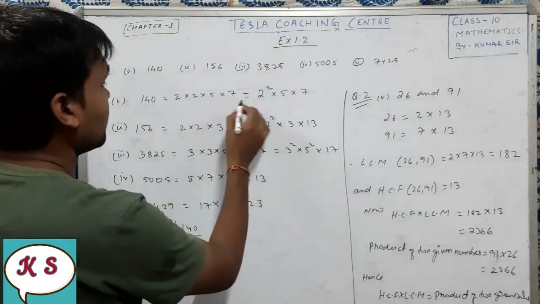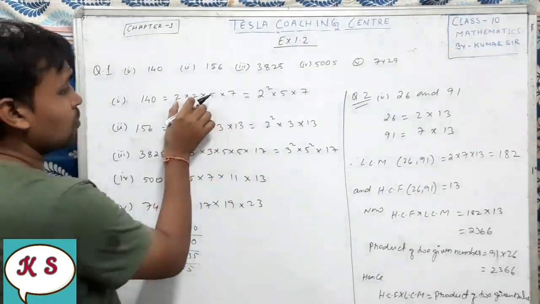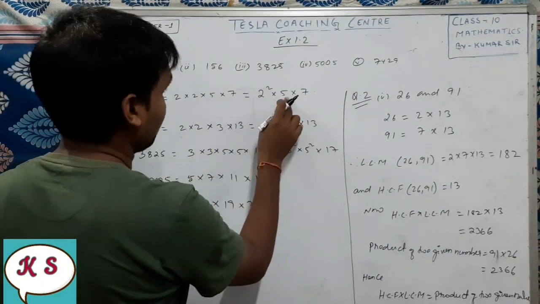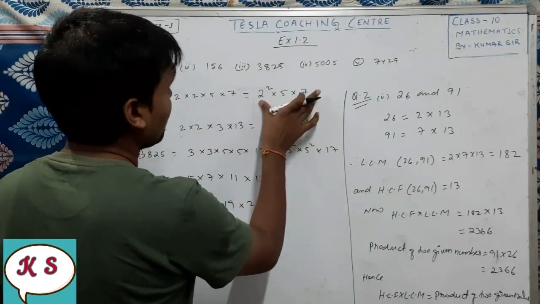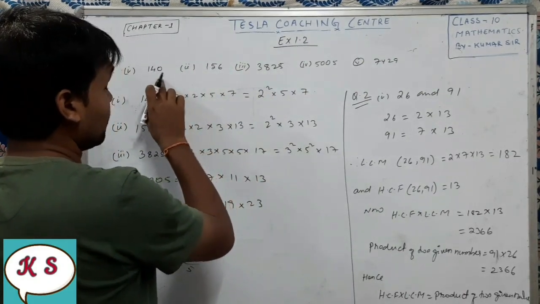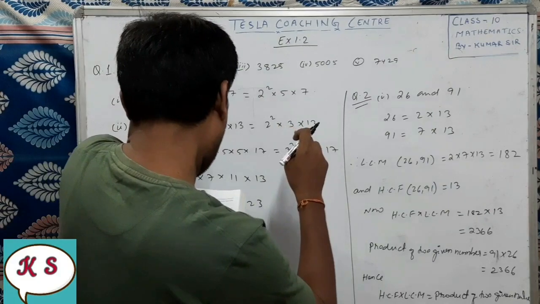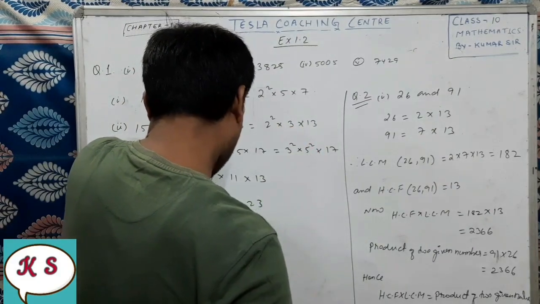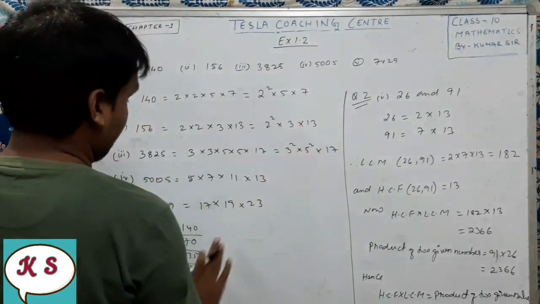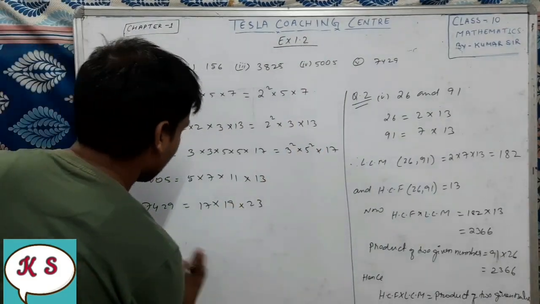In the next step, 2 into 2 we can write as 2 to the power 2, and then 5 into 7. So this is the form of prime factors. We have written 140 as the product of prime factors. Okay, I hope you have understood. This is a very easy one.